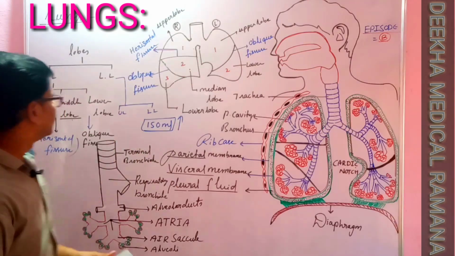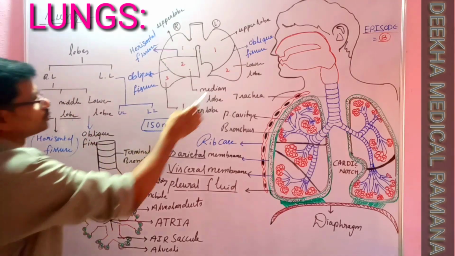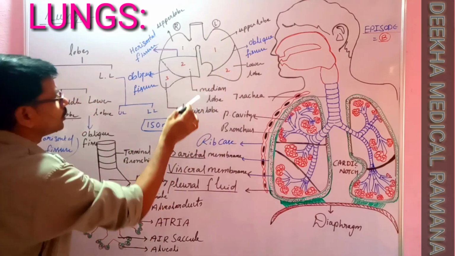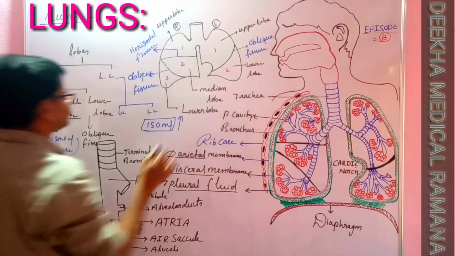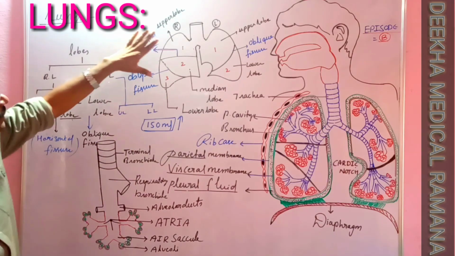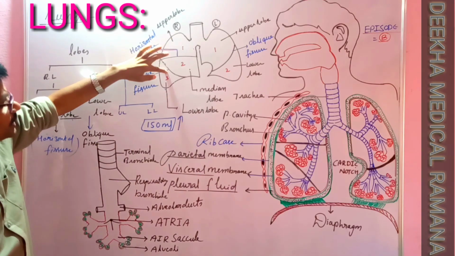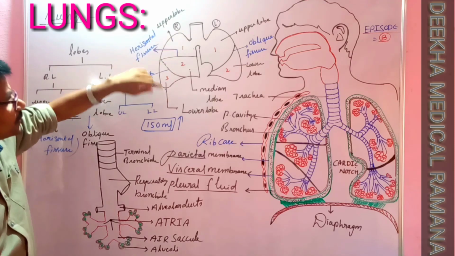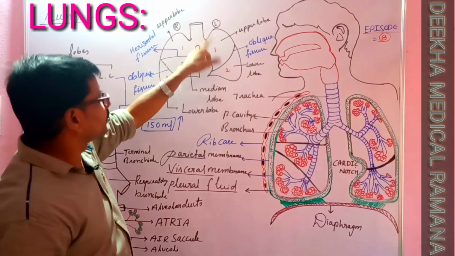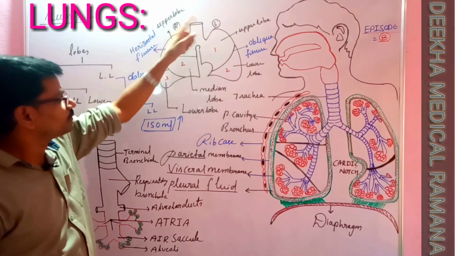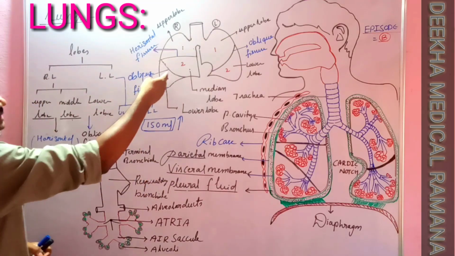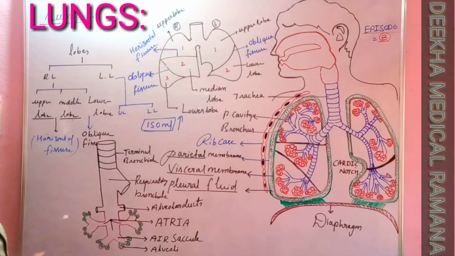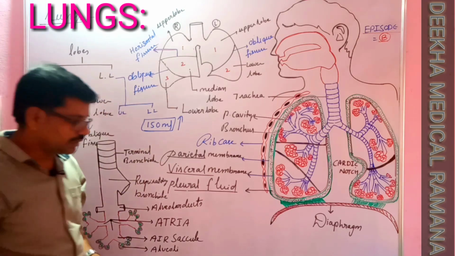Now come to the left lung. The left lung has two lobes only, the upper lobe and the lower lobe. The upper and lower lobes are separated by the left oblique fissure. On the right side, two fissures divide the lung into three lobes. In the left lung, there are only two lobes, separated by the left oblique fissure. Here two fissures are present, here one fissure is present. I hope you understand the lobes of the lungs.